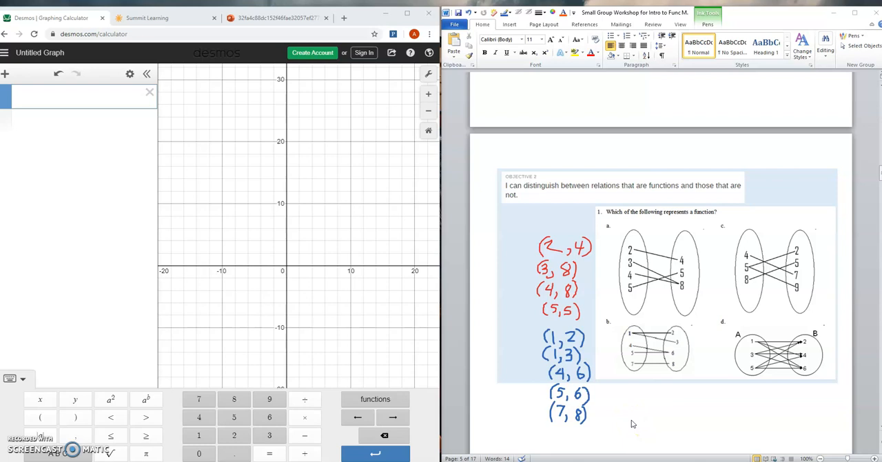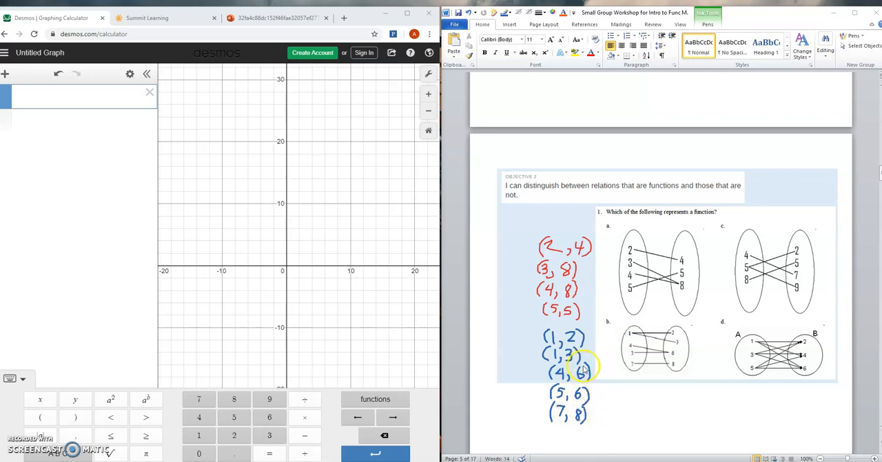So every time you see an ordered pair, that is a relation. However, it becomes a function if x does not repeat. On here, x is repeating, so once again, b is not a function. I also want to focus your attention on the 6 here under the y that's repeating.